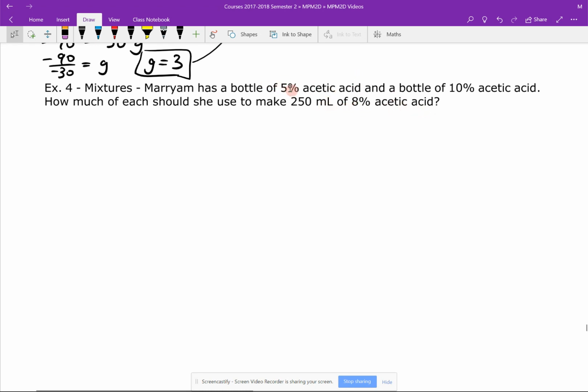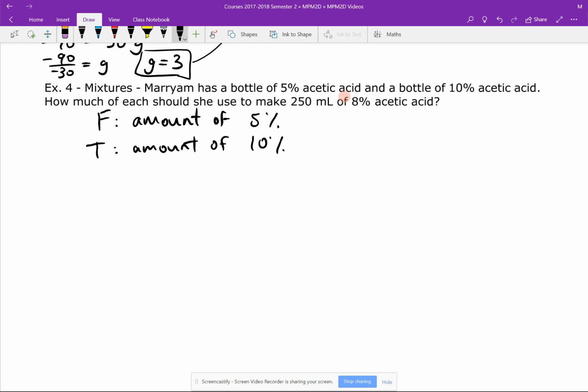So you're going to combine a 5% and a 10%, and your mixture is going to be somewhere in between 5 and 10. You're looking for 8. You want to make 250 milliliters of 8%. So let's define our variables here. Let's say F is the amount of the 5%, and let's say T is the amount of the 10% mix bottle.